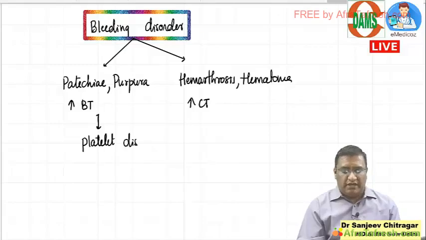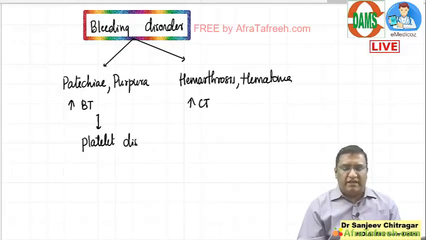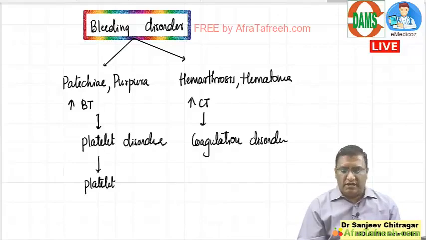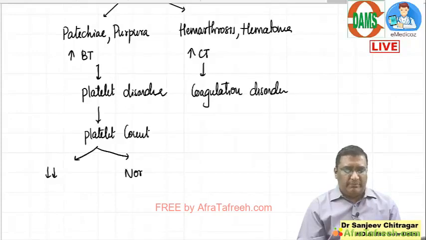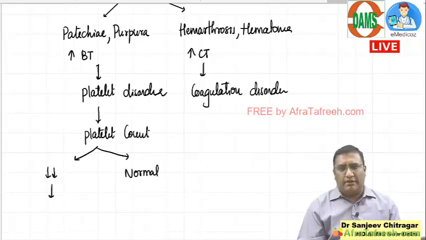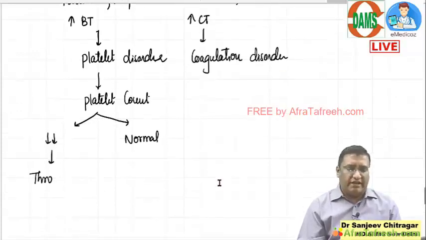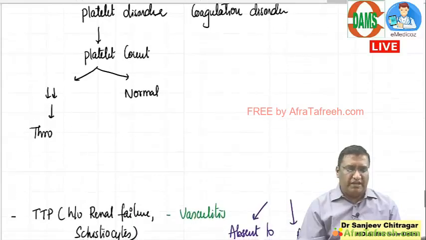So the first one is your platelet disorder. The second one is your coagulation disorder, right? First one platelet, second one coagulation. Once it's a platelet disorder, check the platelet count. We have already discussed this partly in the class, just to brush up. Check whether the platelet count is reduced or normal. If platelet count is reduced, then the diagnosis is thrombocytopenia.